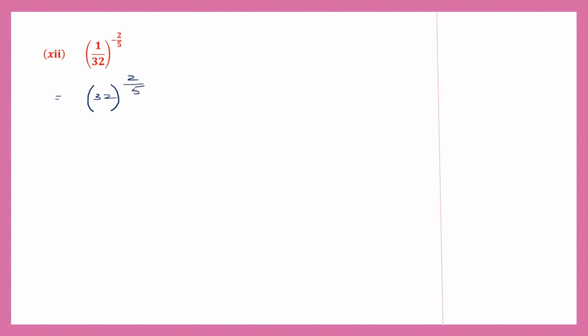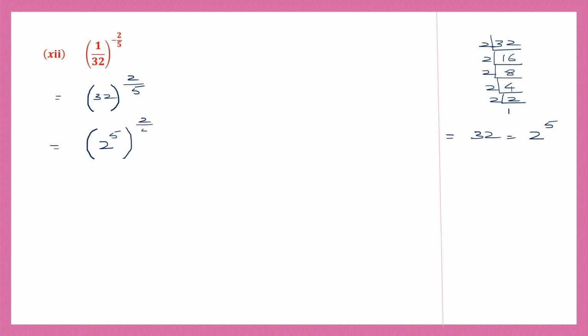Now let's find all the prime factors of 32. So 2 into 16 is 32. Then 2 8s are 16, 2 4s are 8, 2 2s are 4, and 2 1s are 2. So 32 is equal to 2 raised to the power of 5. Can you see that? So here instead of writing 32, we can write 2 raised to the power of 5 and the whole thing raised to the power of 2 by 5.